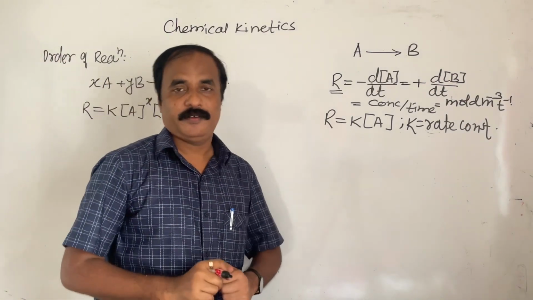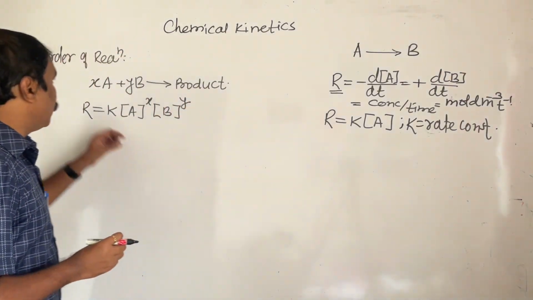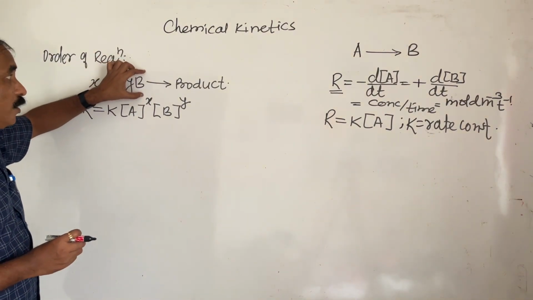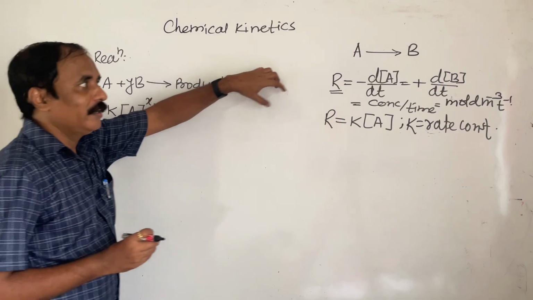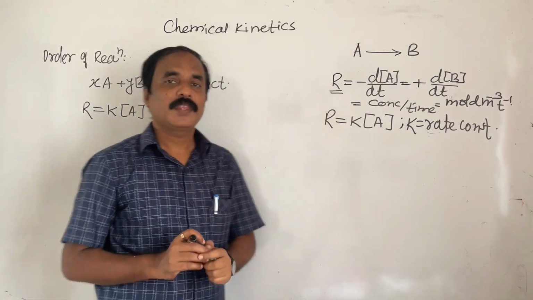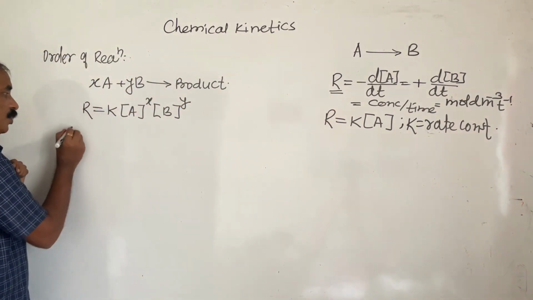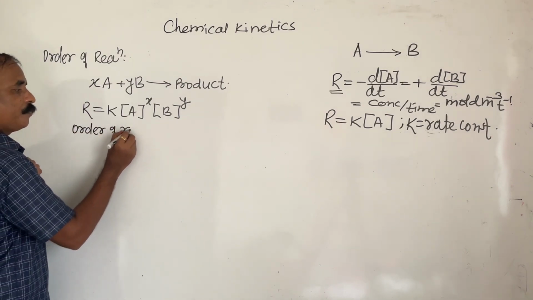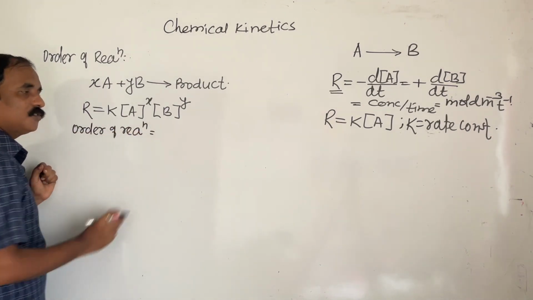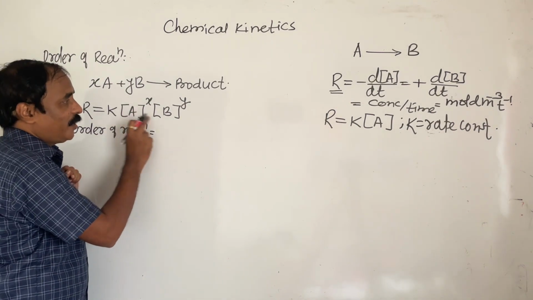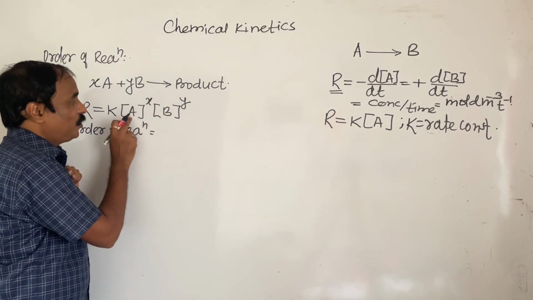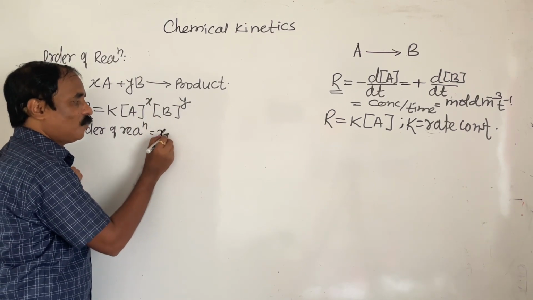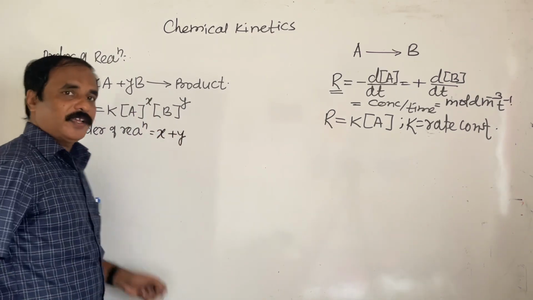ये रेट लॉ है. यहाँ पर A का concentration decrease होता है, B का concentration decrease होता है. Simultaneously, concentration of product will be increased. That is rate of reaction. So what is the order of reaction? इसकी order क्या होगी? Order of reaction is addition of powers of A and B. What is the power of A? It is x. What is the power of B? It is y. And x plus y, this is the order of reaction.